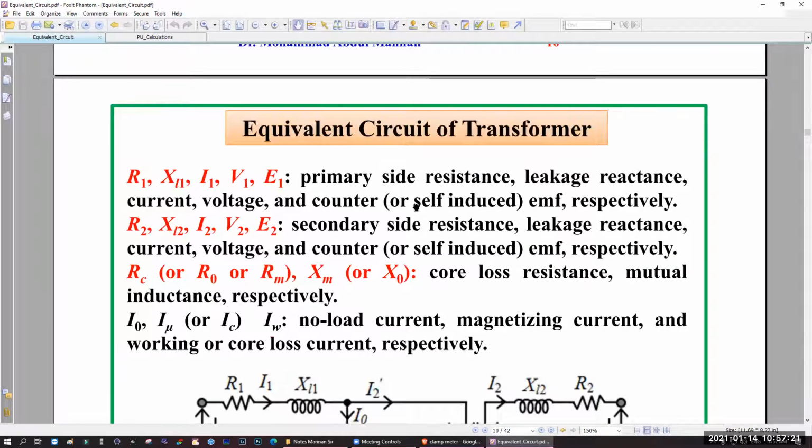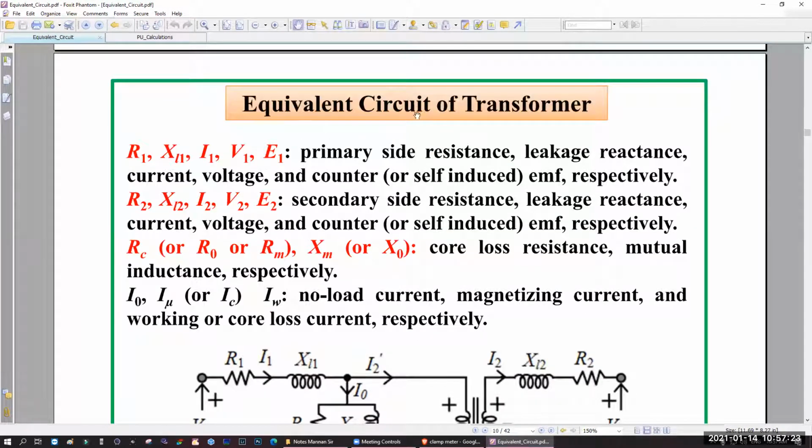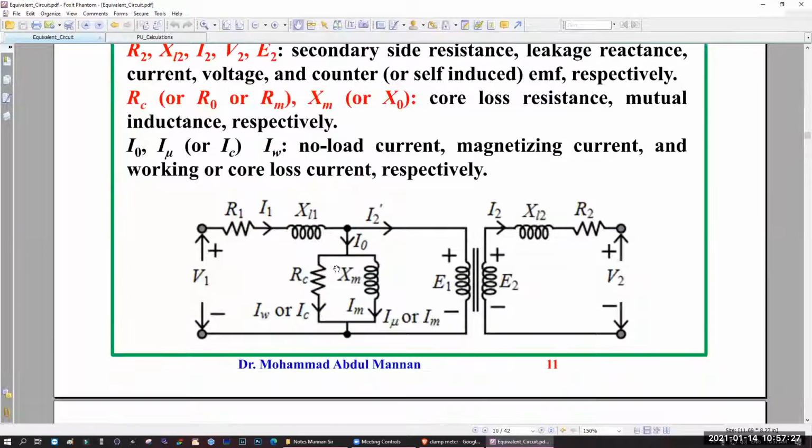I have to finish the equivalent circuit. Okay. Now the equivalent circuit of the transformer. This one is important. Now here, a transformer is drawn like this, right? And this is what you have here, an equivalent circuit.